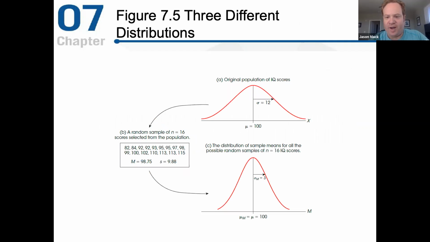Figure 7.5, three distributions. Part A shows a population of reading scores. Part B shows a sample of n equals 16 reading scores. Part C shows the distribution of sample means for all possible samples of n equals 16 reading scores. Note that the mean for the sample in part B is one of the thousands of sample means in the distribution shown in part C.